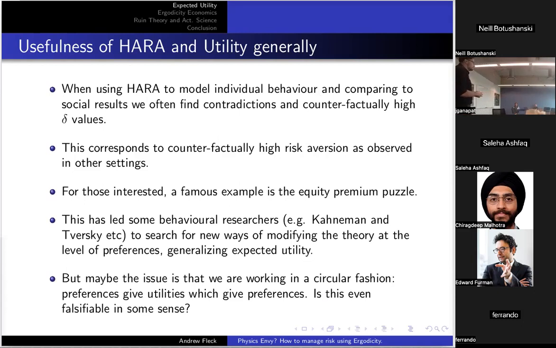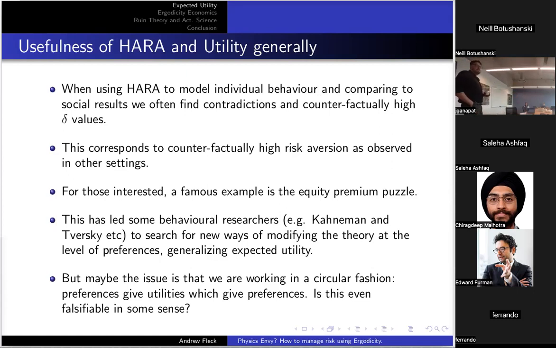So a famous example of this is the equity premium puzzle, where they look at consumption in the economy based on models of this kind. And they say, okay, well, it must actually lead to counterfactually high levels of risk aversion that we observe, right? So there's some kind of disconnect here, right?